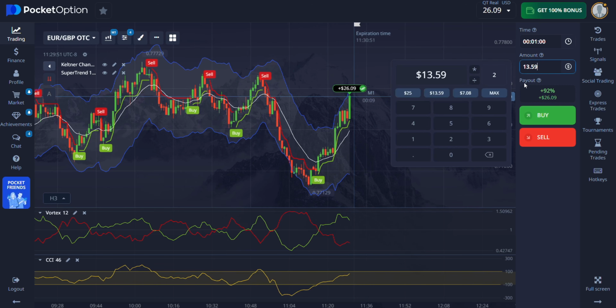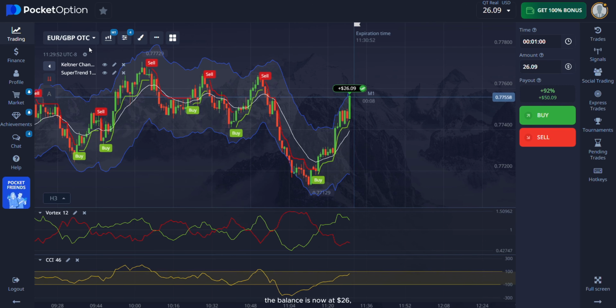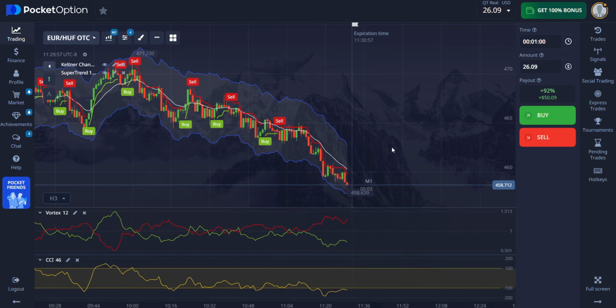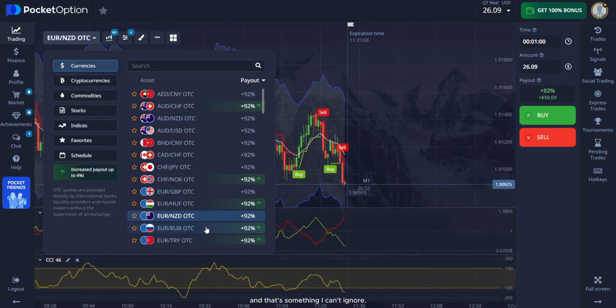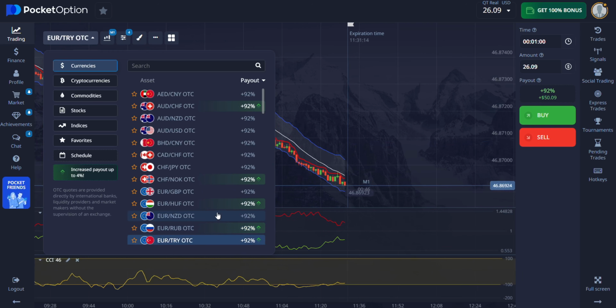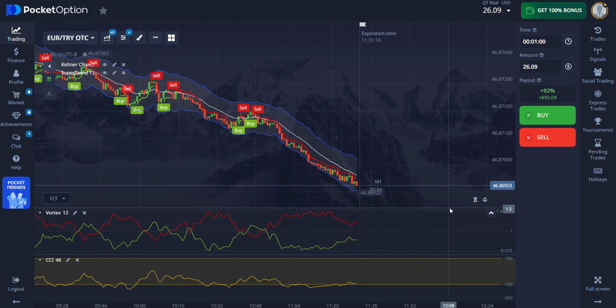Nice result. The balance is now at $26. Which is definitely a good sign. This setup could suggest a potential buy opportunity. The price has exited the oversold zone. However, the overall trend is still strongly bearish, and that's something I can't ignore. Not worth the risk, especially since I'm entering with my full balance. This setup reminds me of a previous one. Almost identical.